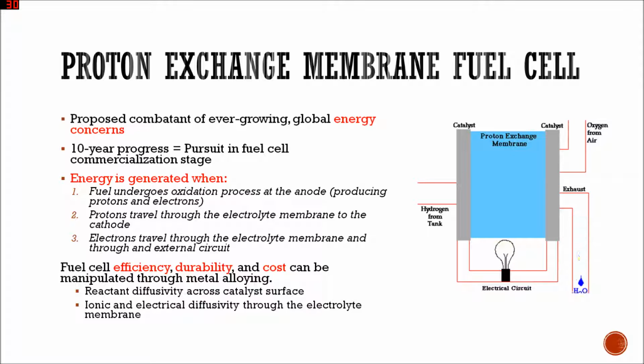And then at the cathodic catalyst, a reduction process occurs, whereas the protons, electrons, and oxygen from air reunite and are released through the exhaust pipe. And just as with Fischer-Tropsch synthesis, the efficiency, durability, and cost can be improved using catalyst design and engineering with metal alloy with co-catalysts.